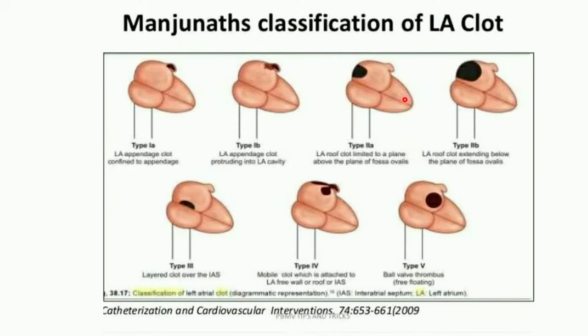There is one classification for LA appendage clot, Dr. C. N. Manjunath's classification, which is commonly used. According to this classification, up to class 1A, 1B, and 2A, we can consider PTMC. 2B and higher, we don't do the PTMC procedure. So 1A is an LA appendage clot restricted to the LA appendage. Then 1B is an LA appendage clot just protruding to the body, but above the plane of the fossa ovalis.